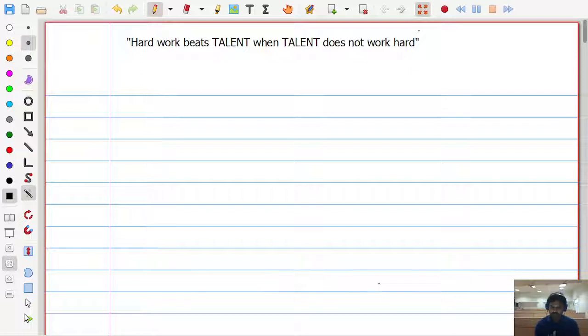So let us start today's session with a quote. The quote is, hard work beats talent when talent does not work hard. This inspired me a little. If the talented person does not work and simply thinks that he has talent, that doesn't work. But if a normal person is able to work in steps, definitely he could win the situation. Right. So with this quote, let us start today's session.